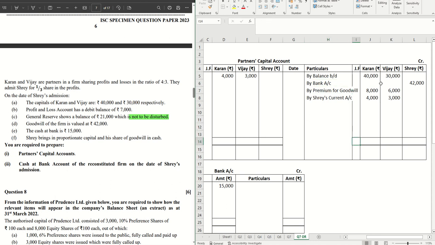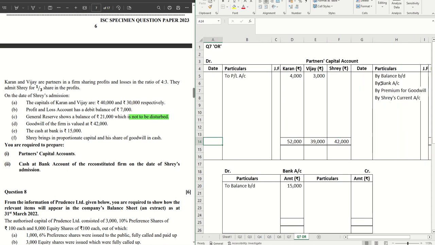Now we can go ahead and find the closing balances of all the partners. How much do we get? So that will be to balance c/d, which is the balancing figure out here. So 48,000, 36,000 and 42,000. That becomes our balance c/d.